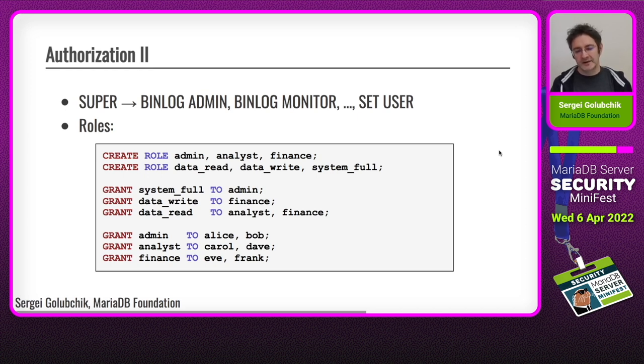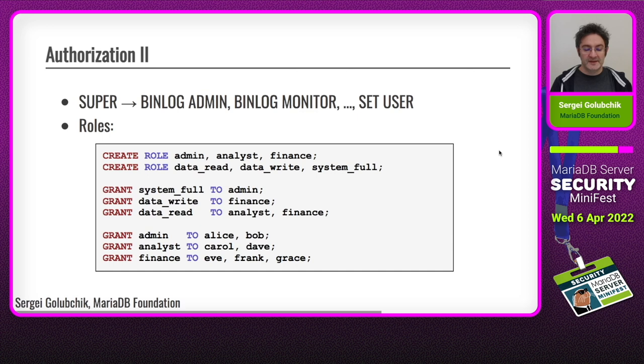Instead of granting all the individual privileges all over again to Grace, we can simply grant finance to Grace, and then she'll automatically get all the necessary access level. Or even better, for example, we decided for some reason that we want database admins, DBAs, to have read access to the financial data.